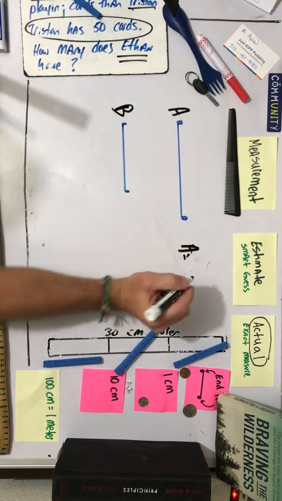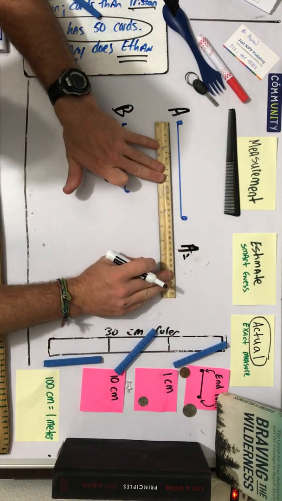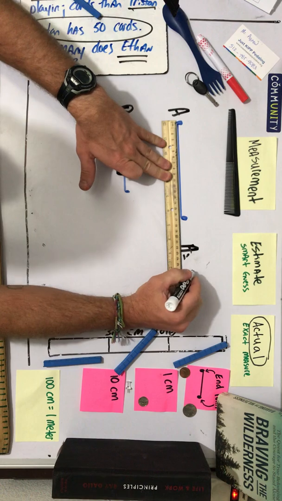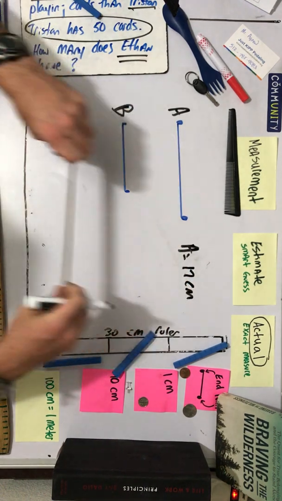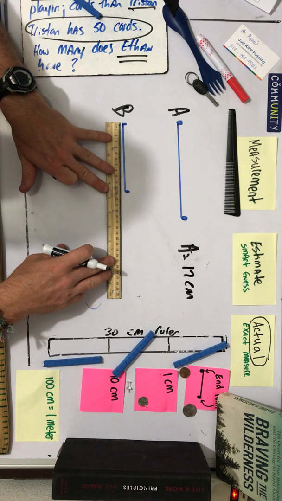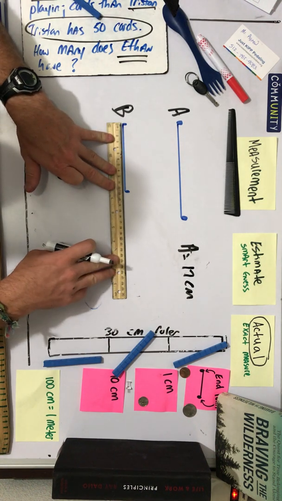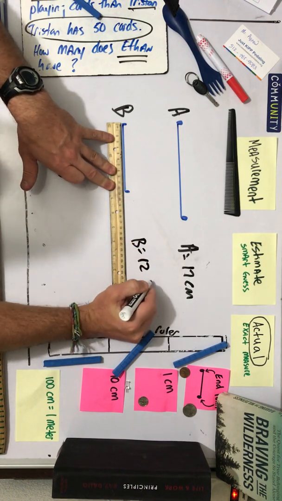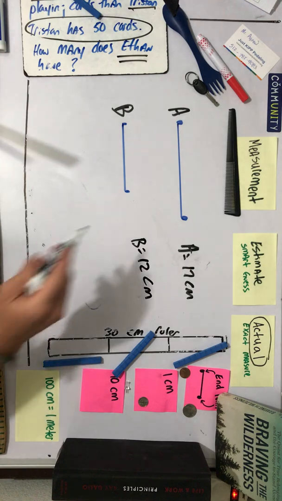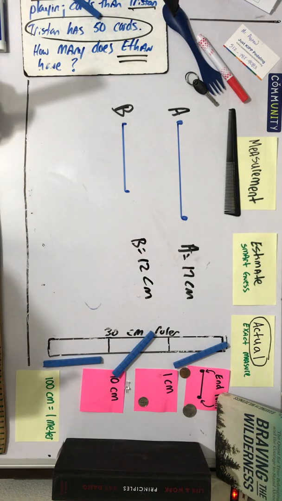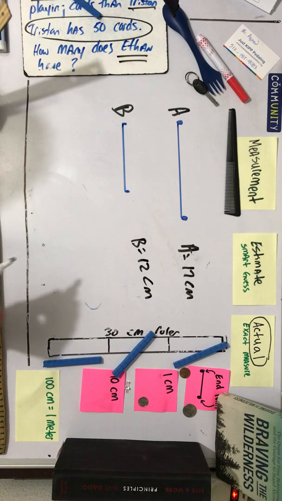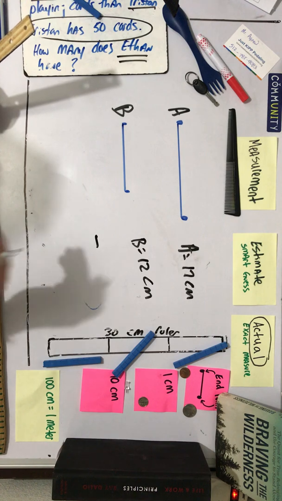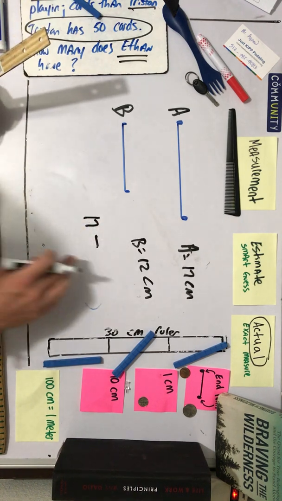Line A equals, measure it out, 0 to 17 centimeters. Line B, 0 to 12 centimeters. Okay, we can tell that line A is longer, but how much longer? So to figure that out, we have to find the difference. If I say difference, we're always using subtraction. To subtract, we got to take the bigger number minus the smaller number.